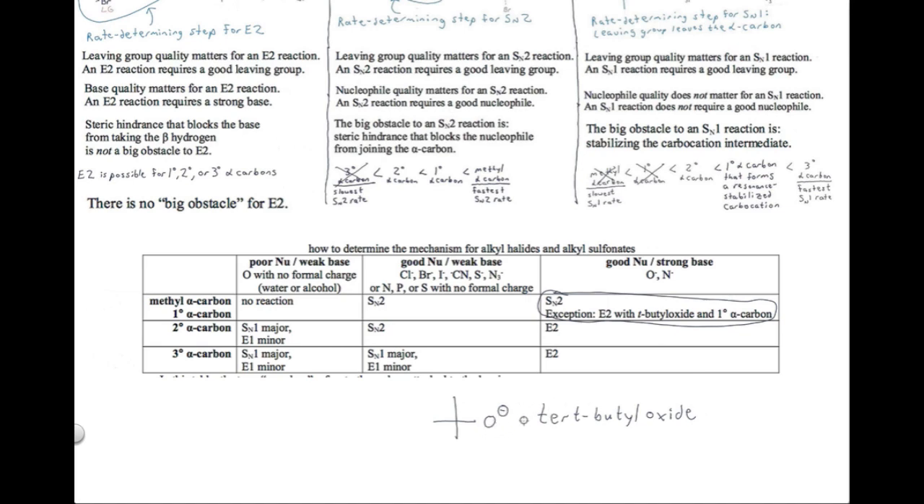Now, why doesn't that also hinder E2? Well, remember, tert-butyl oxide does have a lot of steric hindrance, but steric hindrance that blocks the base is not a big obstacle to E2. So even though the tert-butyl oxide has a lot of steric hindrance, that does not hinder E2 very much, and therefore when we have this bulky tert-butyl oxide base, we're more likely to get E2 rather than SN2. That explains this exception.